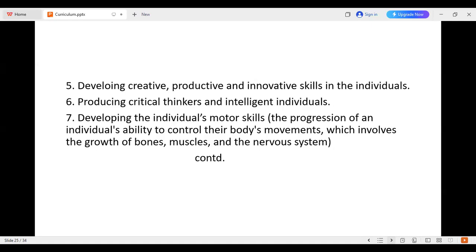Not only that, number 6, in addition to that, producing critical thinkers and intelligent individuals. The 21st century learning skills, there are 4 skills. Critical thinking skills, one of them. Communication, critical thinking, creative thinking. Intelligent individuals.